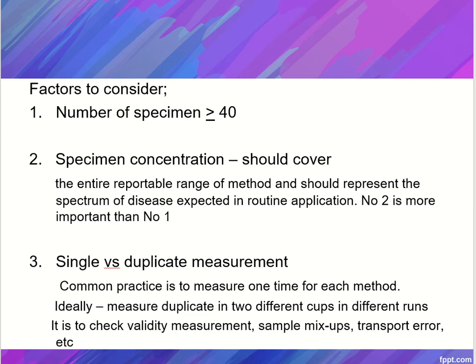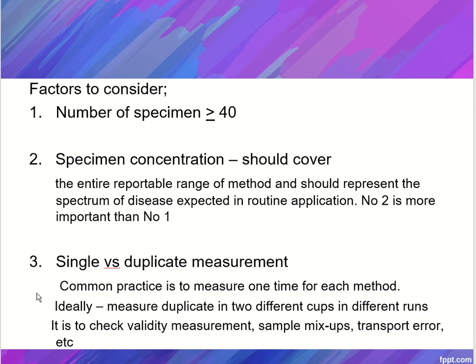So these are the factors to consider if you want to do the method comparison experiment. First, the number of specimens must be more than or equal to 40, and the specimen concentration should cover the entire reportable range of the method and should represent the spectrum of disease expected in routine application. This criterion is much more important than the next criterion, single versus duplicate measurement.